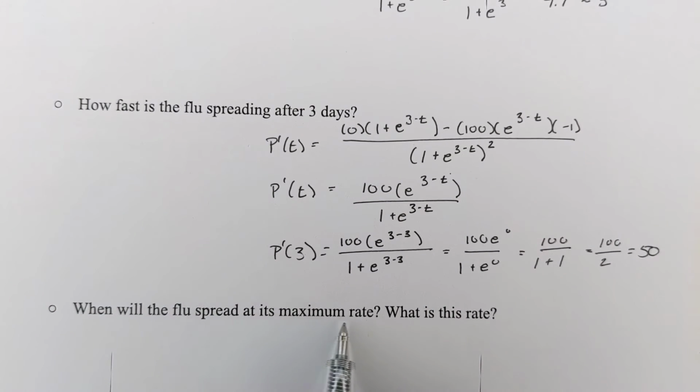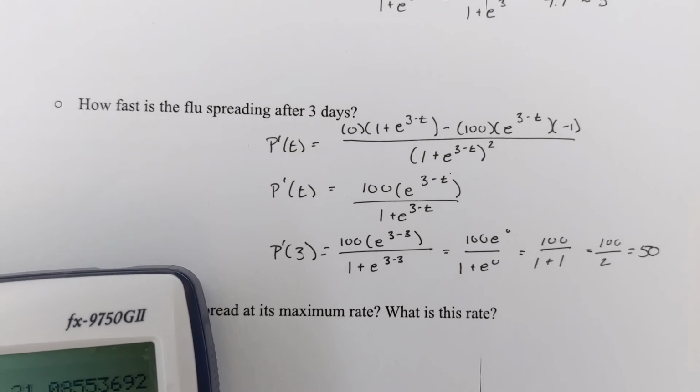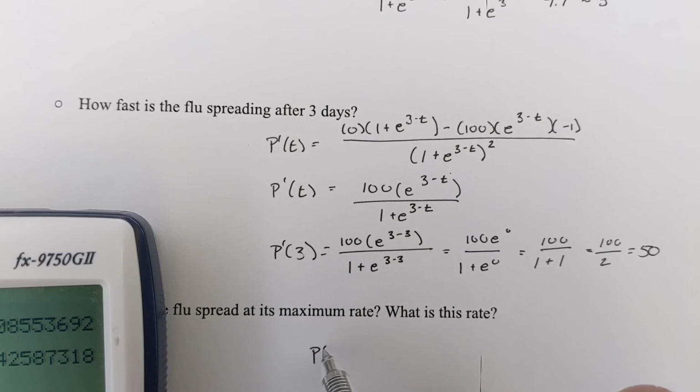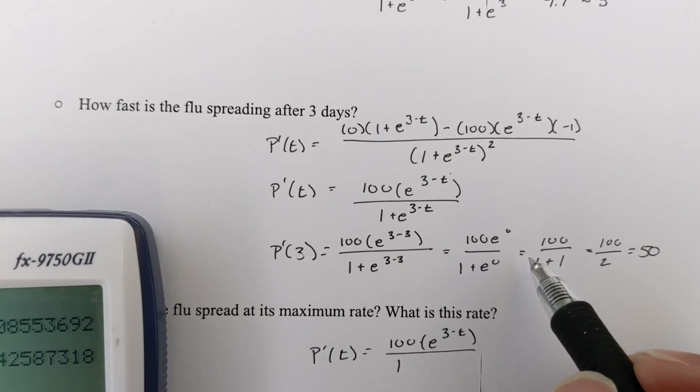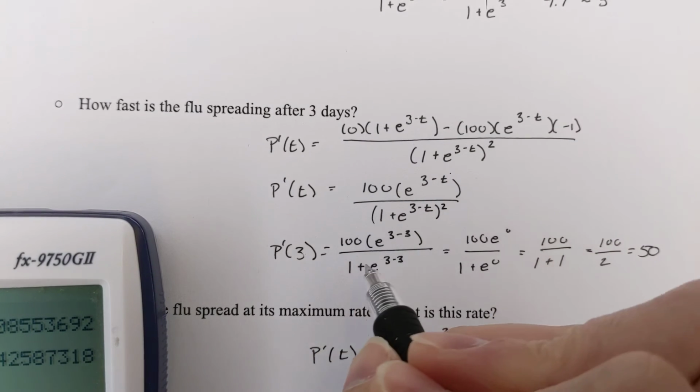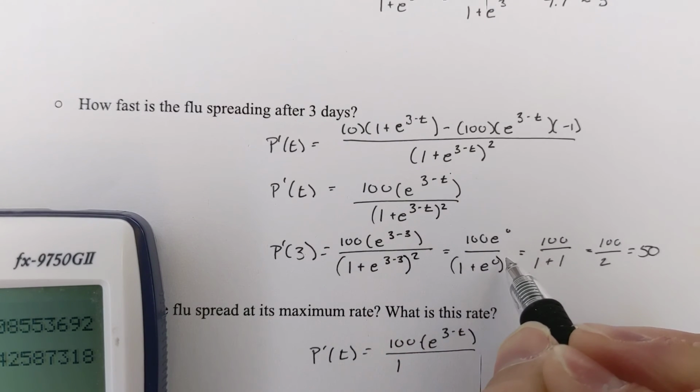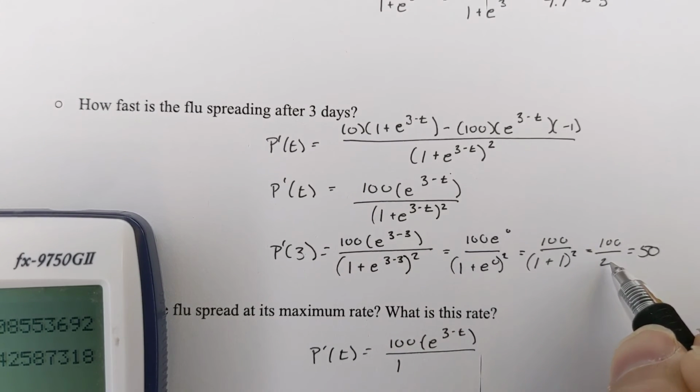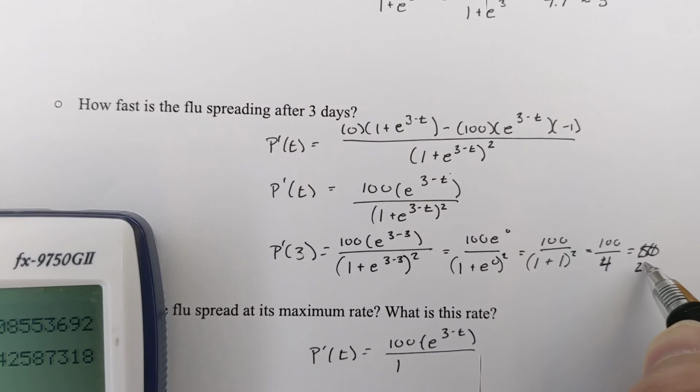When will the flu spread at its maximum rate? What is that rate? Okay, to do that, I'm actually going to look at the graph. I'm going to take my P prime equation, which is 100 times e to the 3 minus t, all over 1 plus e to the 3 minus t, squared. Oh shoot, that's not the answer. I lost my squared from up there. So this should be 4, which means it's 25 people, not 50.